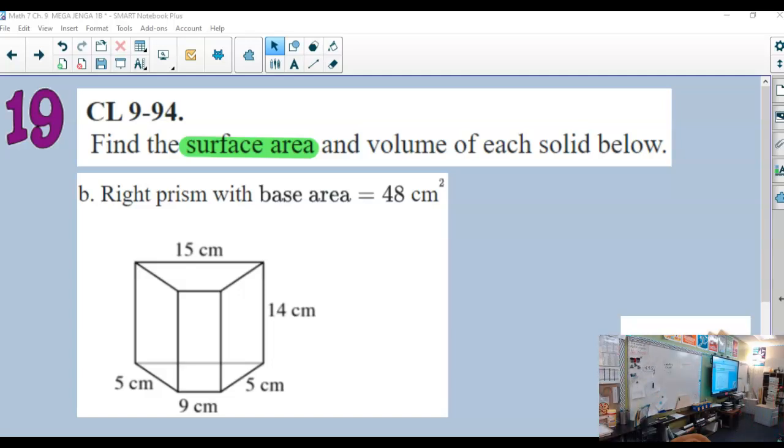Total surface area. Labels matter. Labels matter. Total surface area. And then just let me know when you guys are ready.